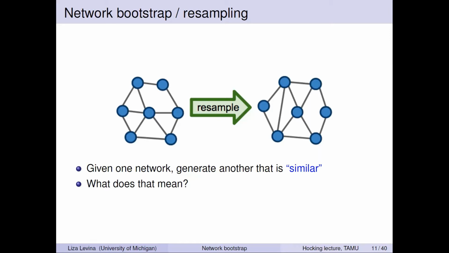Well, what does it mean for a network to be similar? That's a tricky question. If you just look at this picture, your first thought is, let me resample nodes, but then the edges, where do the edges go? If you resample edges, the graph will fall apart. So it's not trivial. Just carrying over the usual bootstrap is not trivial.